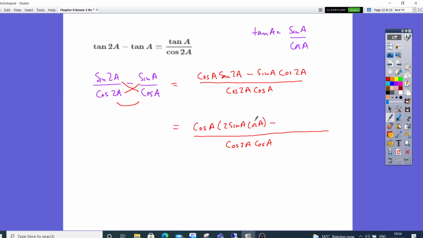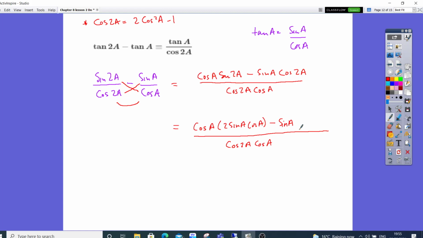Now, the reason why I'm making a point of that cos squared a is because for cos 2a you have 3 different identities. So I want the one that has cos squared in it. So sine a, and I'm going to replace cos 2a, using the cos squared identity, which is 2 cos squared a minus 1. So that's what I'm going to replace that with.